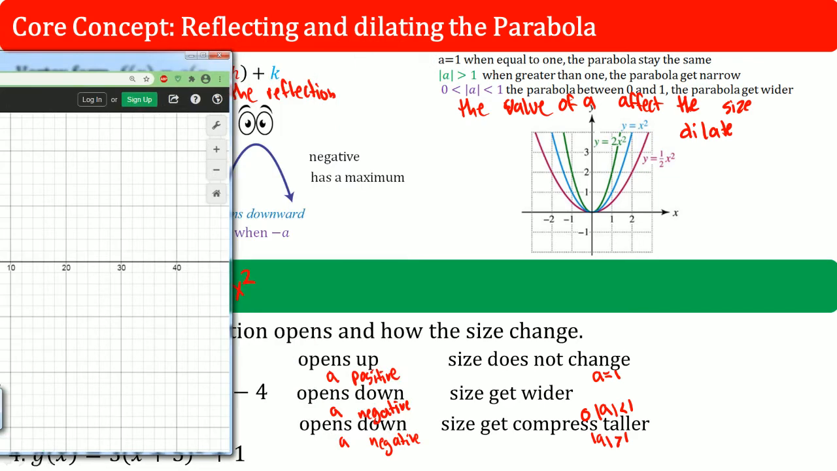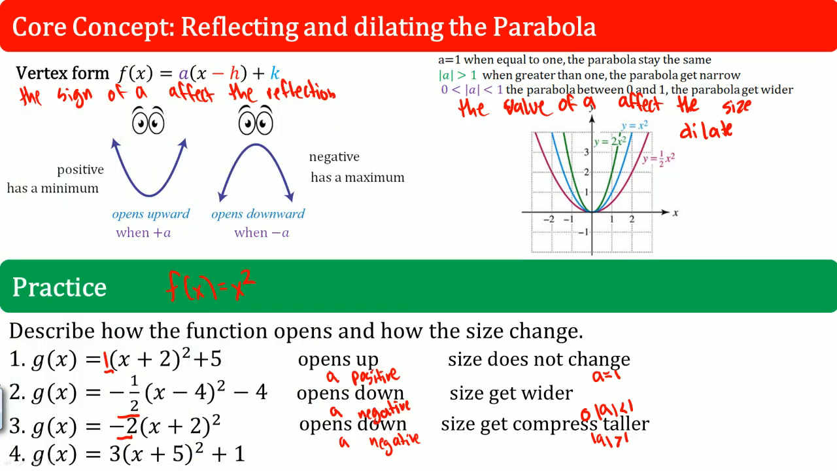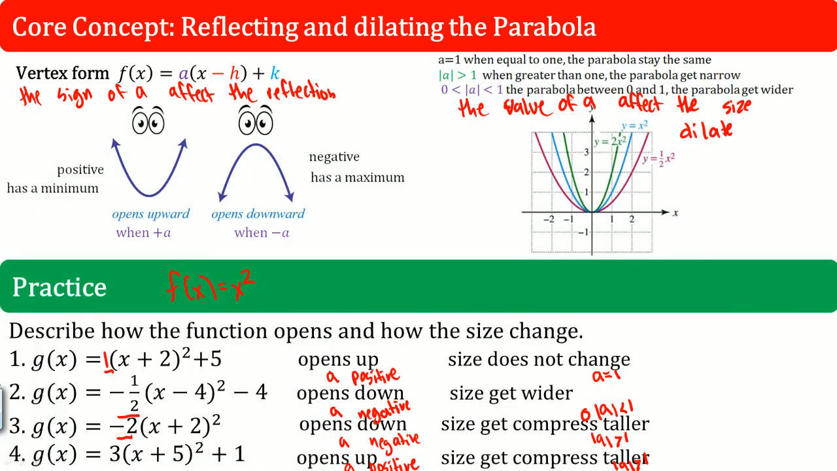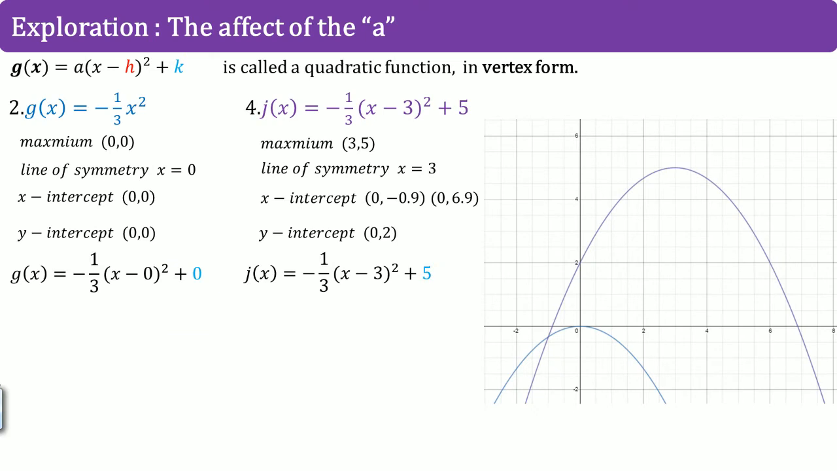It got compressed. And for the last one, we know that a is positive, so it should open up. And a is bigger than 1, so it should get taller, or we can say narrower. Let's double check it. 3 (x + 5) squared + 1. Perfect. Good.